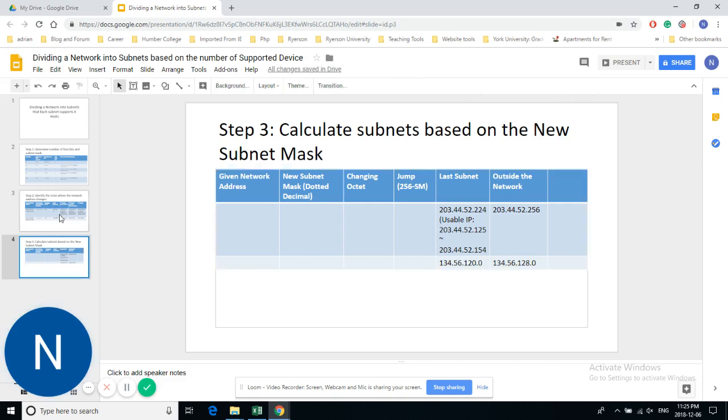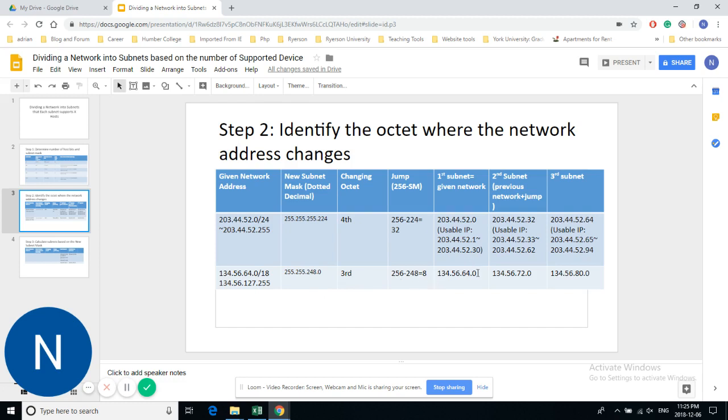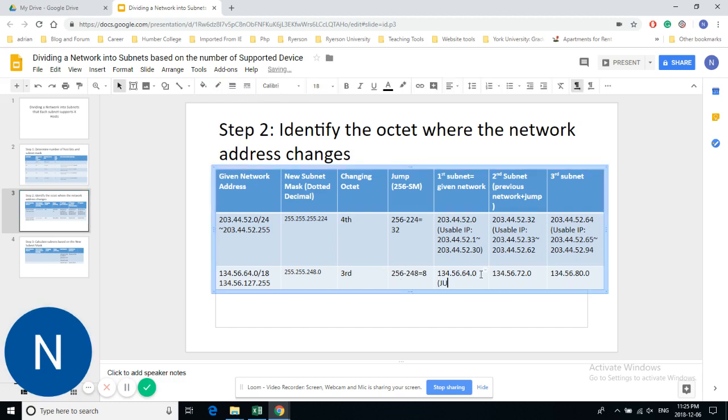Now let's find other information for this network, such as the usable IP range. The broadcast address you can find easily. It is one address less than the next subnet address, so 134.56.71.255 is the broadcast for the first subnet, and one address less than the broadcast, which is 134.56.71.254, is the last usable IP.